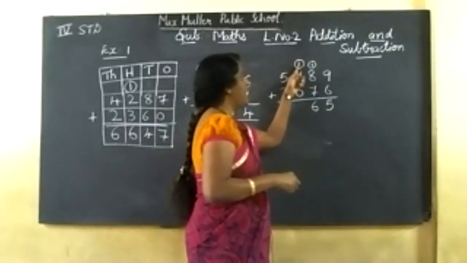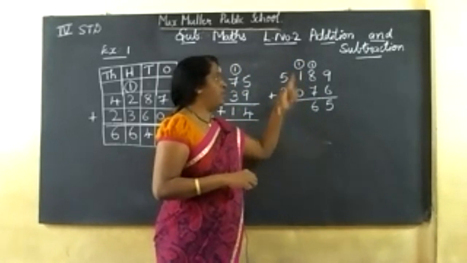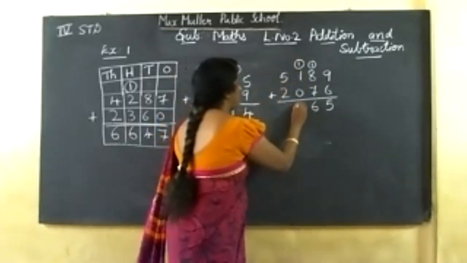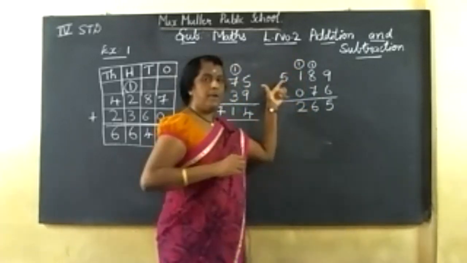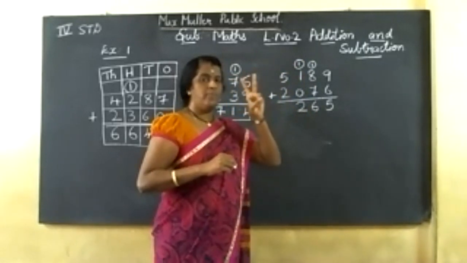1 carry. 1 in the mind, 0 on my finger. So 1 plus 1, 2. 5 in the mind, 2 on my finger.